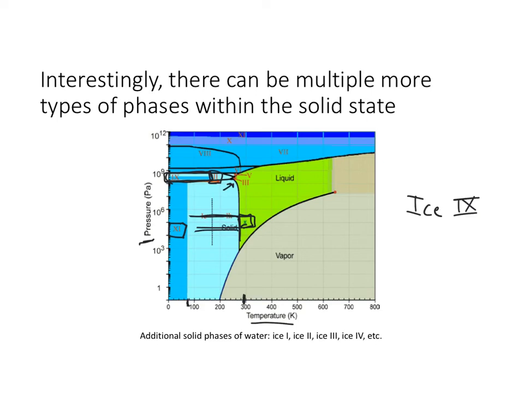Another example of this would be carbon. Carbon has multiple different solid phases, including diamond and graphite, and each one will be thermodynamically stable depending on the ambient temperature and pressure.